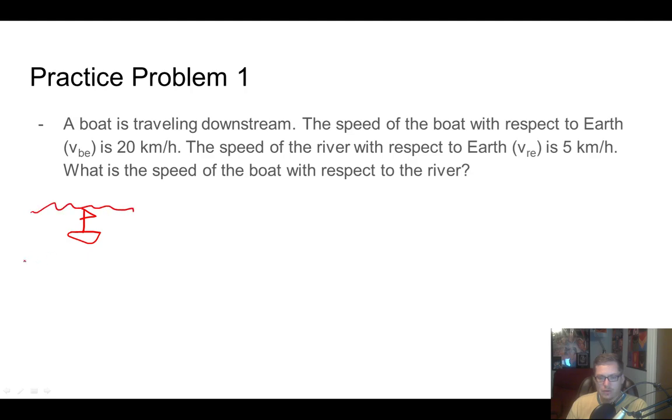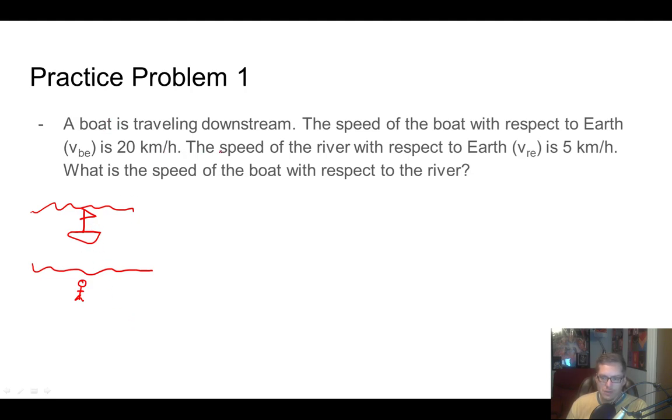So here's our river, and we're looking down on this. Now, we know the speed of the boat with respect to the Earth. Whenever you see the phrase "with respect to the Earth," I have a hard time picturing that. I don't really know what that means. So what I want you to do is picture that there's just some guy standing still observing what's going on.